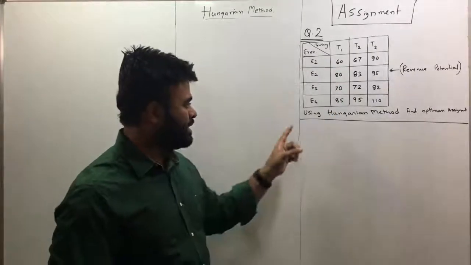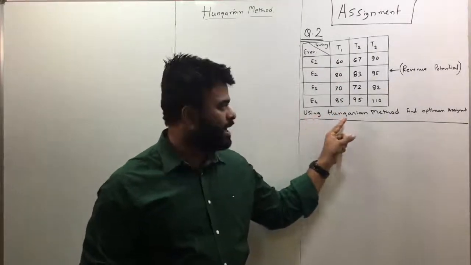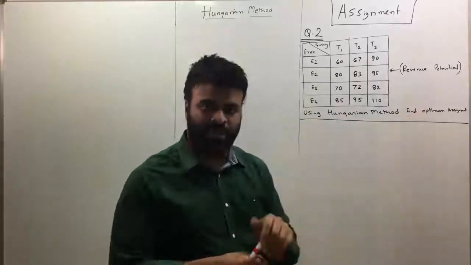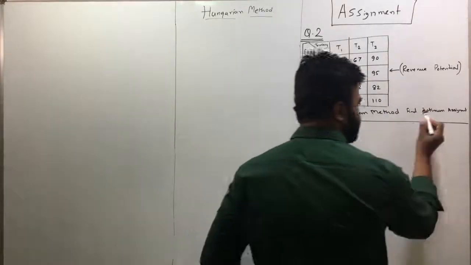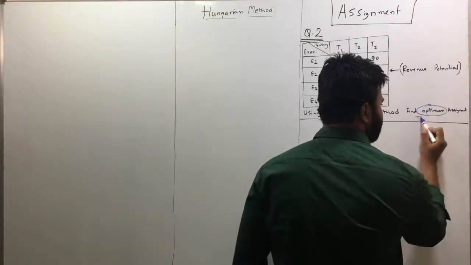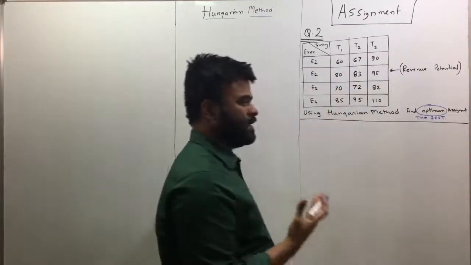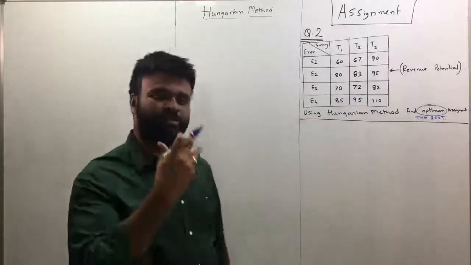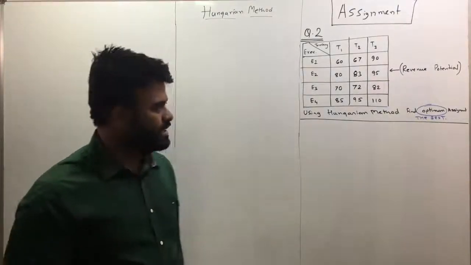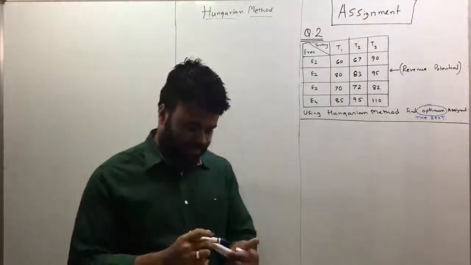Now, if you read the question, it says use the Hungarian method and find the optimum assignment. The first point to be noted is, when I say optimum, I mean the best. So we want to find the best possible assignment of these executives to territories. Alright, now let's get started solving this question.